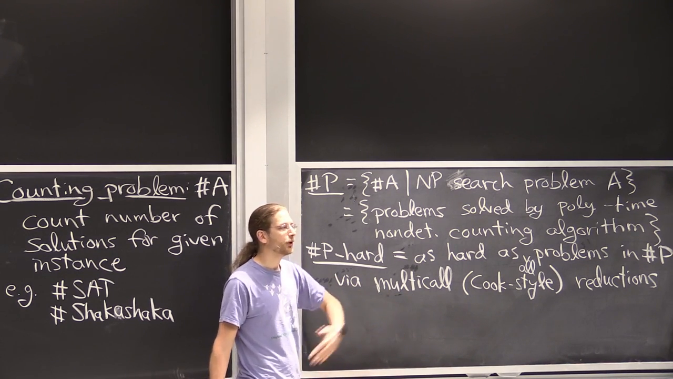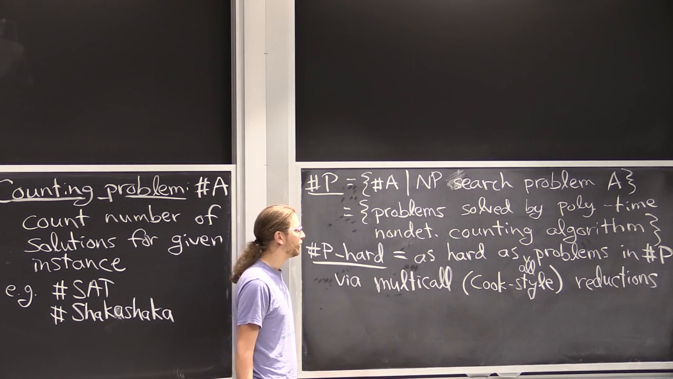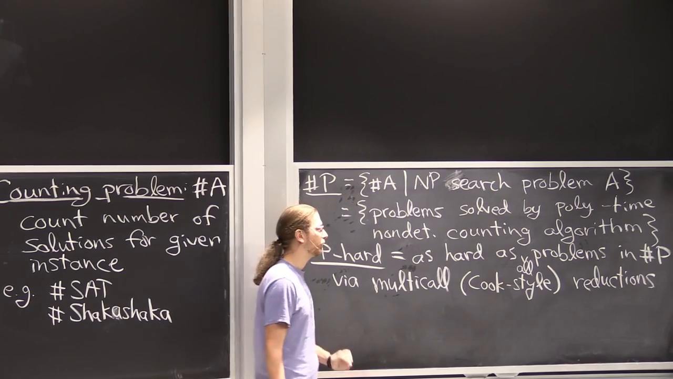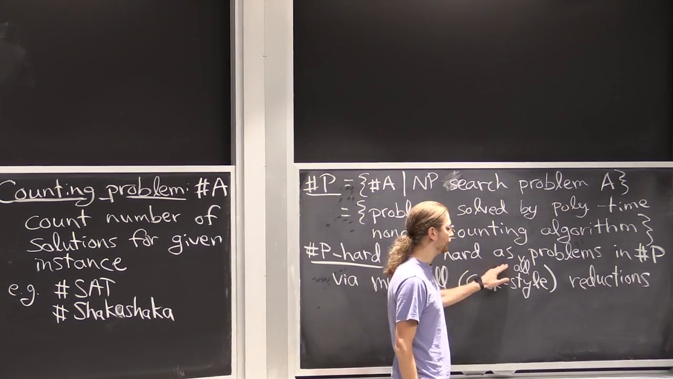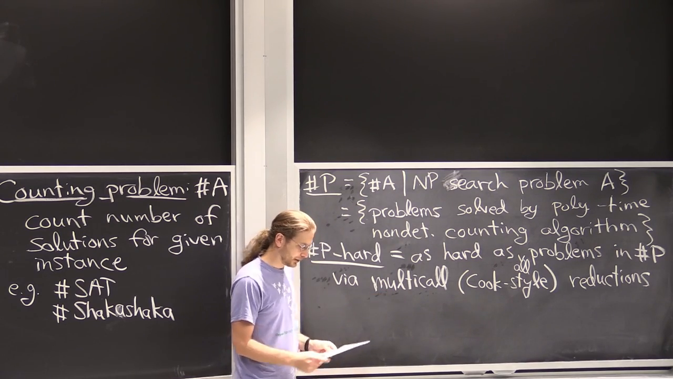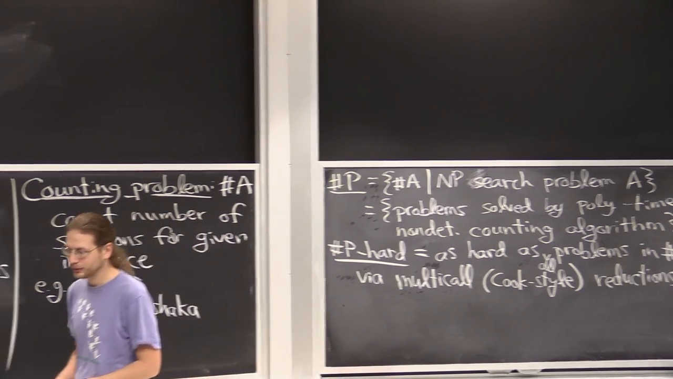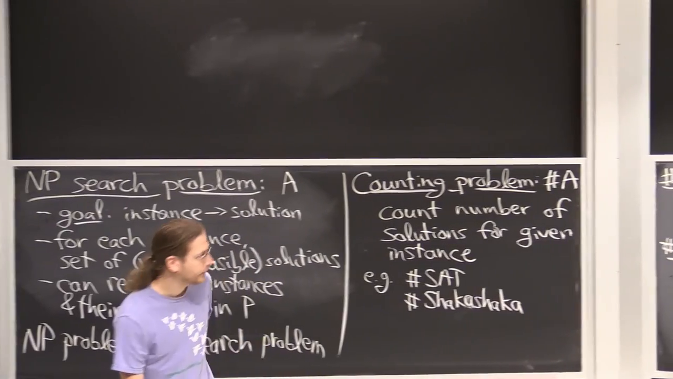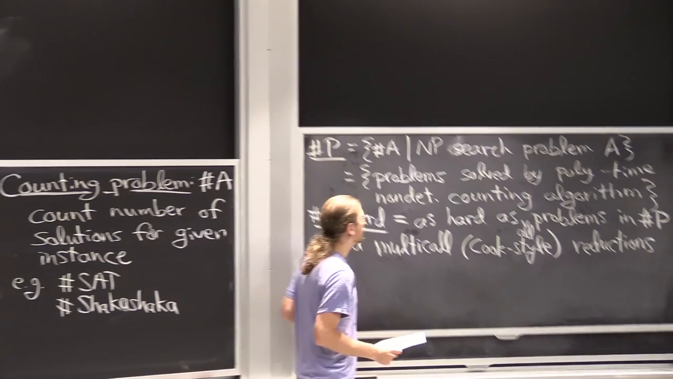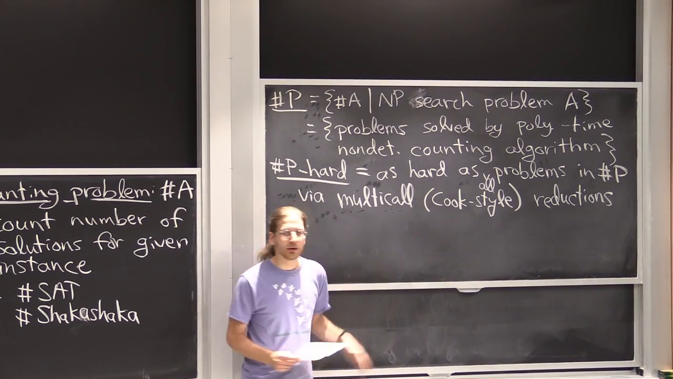You can make multiple calls to some hypothetical solution to your problem in order to solve all problems in sharp P. And we'll actually use multi-call a bunch of times. We won't always need multi-call. Often we'll be able to get away with a much simpler kind of reduction. Let me tell you that kind now. But in general, we allow arbitrary multi-call.